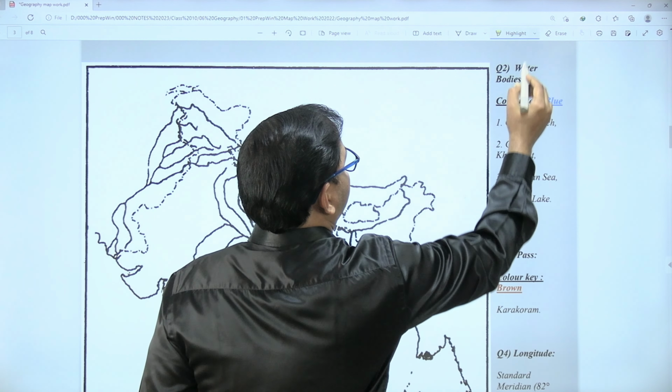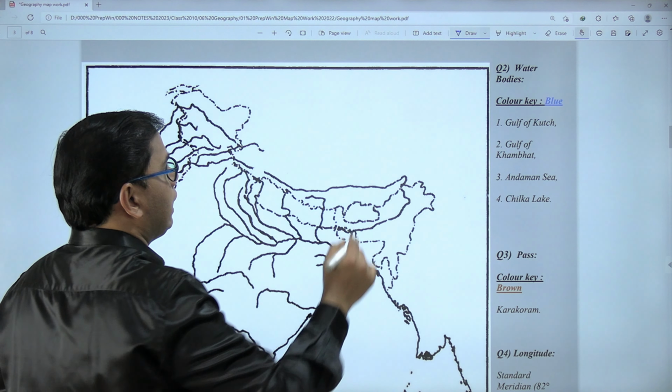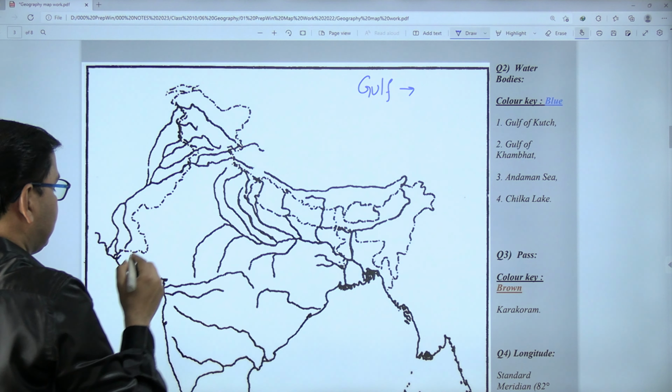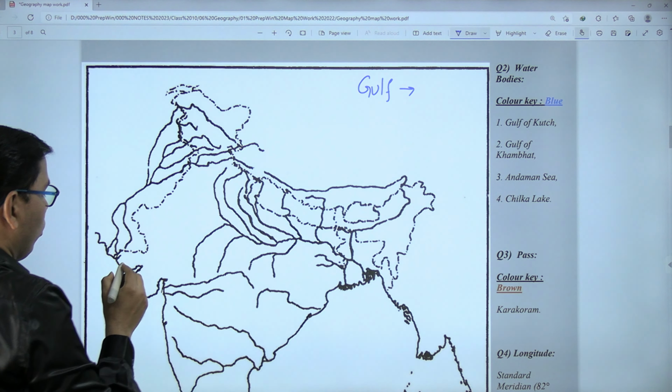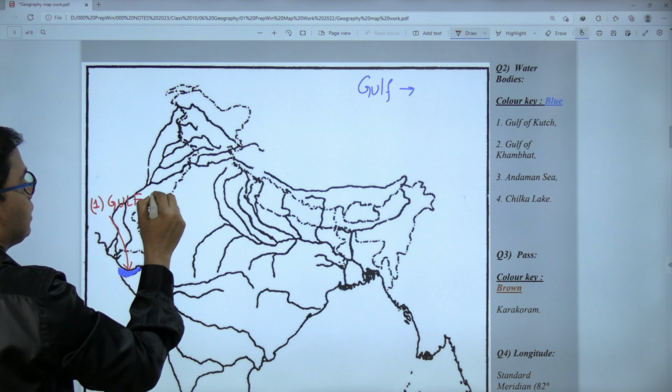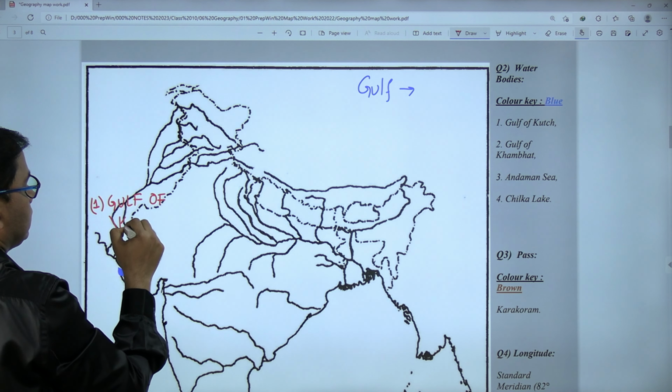Now see here carefully. What do we mean by Gulf? Gulf is a water body surrounded by land on three sides. So this part is the Gulf of Kutch. For this map, this is the first region. We are going to label it with block letters, Gulf of Kutch.